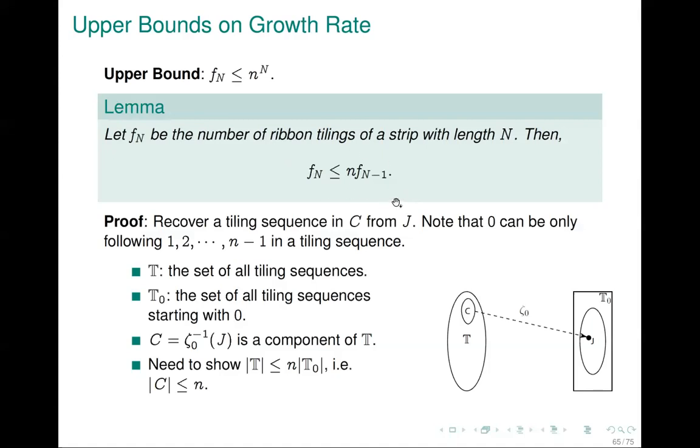To prove this, basically we consider T and T0. T is the set of all tiling sequences, and T0 is all tiling sequences starting with 0. And we build a map zeta 0 from T to T0. For each tiling sequence in T0, we consider its inverse map, and it will be C, a subset.